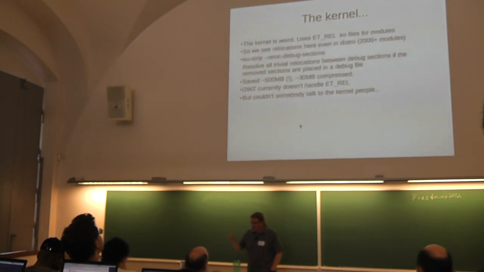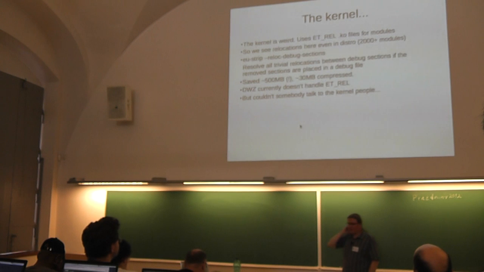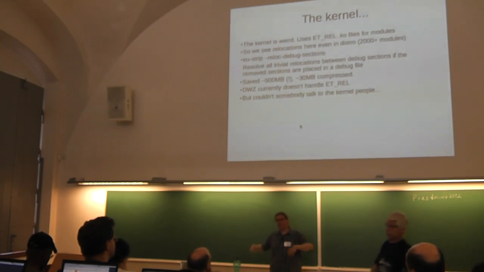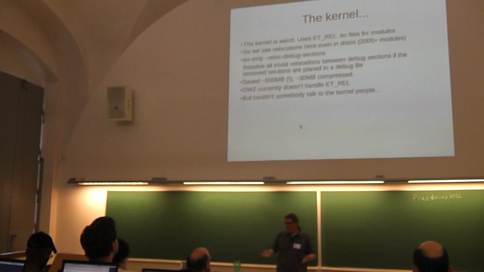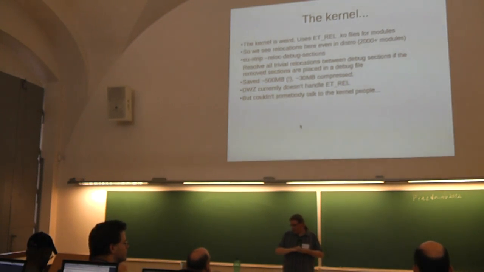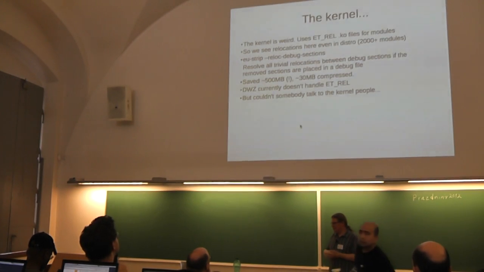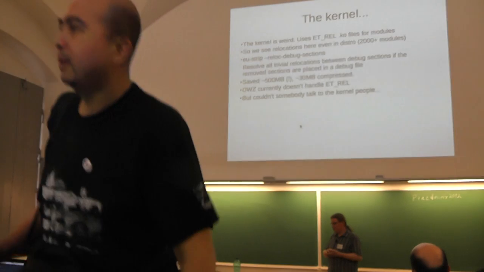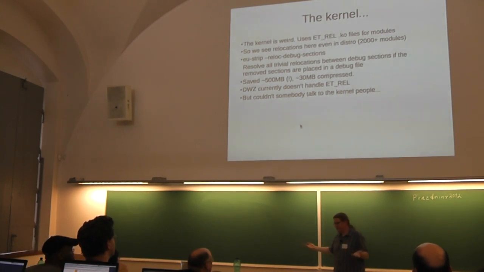So, one thing where we do notice all the relocations, this is kind of the only thing in the distribution where we notice them, is the kernel. For some reason, they decided to use ET_REL files for modules and additional components. Everything has a module, so there are more than 2,000, maybe even 3,000 modules. And if you do that, then most of the relocations are in strings, debug strings. So we did a big hack where we just have a script resolve all the relocations in the debug string sections because they're not used anyway. They're often zero or constant.